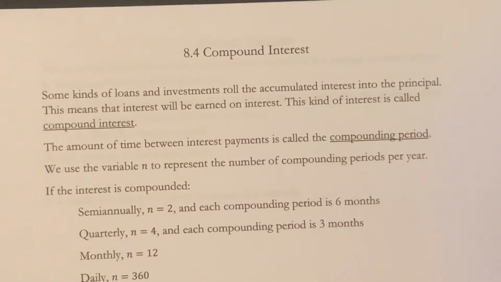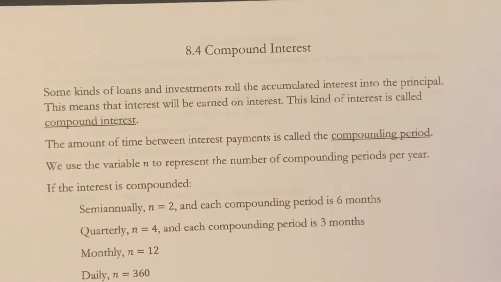This is section 8.4, compound interest. In the previous section, we talked about simple interest, which was where you earn interest on your account every year. With compound interest, you earn interest usually more often than 1 year, and the interest gets rolled into your principal so that the next time you get interest, you're earning interest on your interest as well as your principal. And that means that the value of your account grows a lot more quickly.